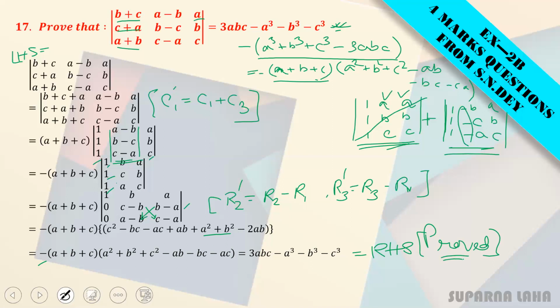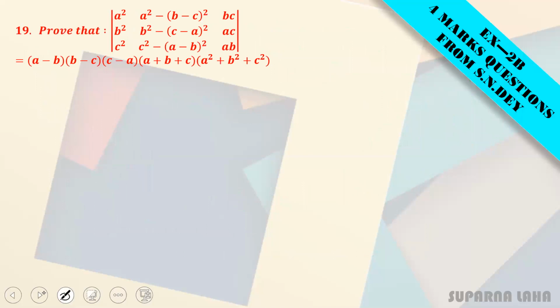Clear? So moving to the next question. Question number 19. Prove this one. This order 3 determinant is given. You need to prove this one as this multiplication of these factors, that is a minus b into b minus c into c minus a into a plus b plus c into a square plus b square plus c square. Okay, so firstly write down this LHS, that is a square minus b minus c the whole square.